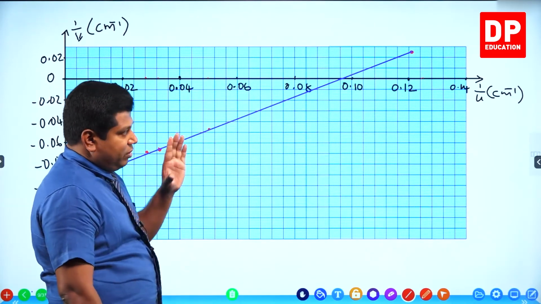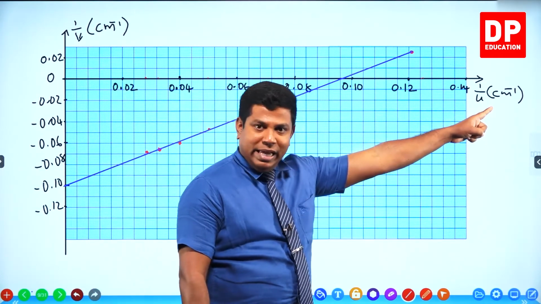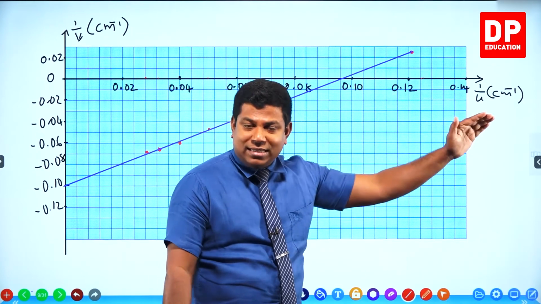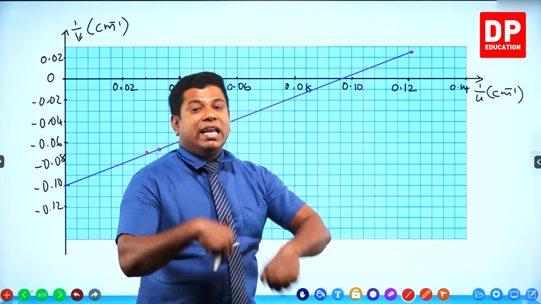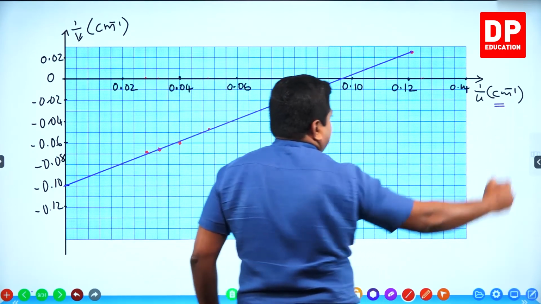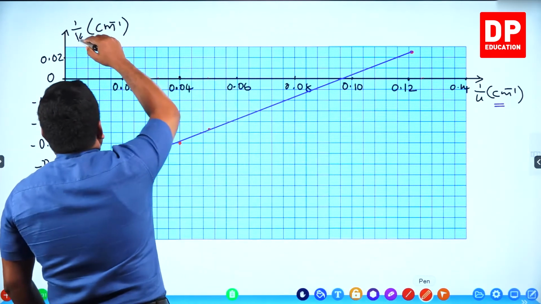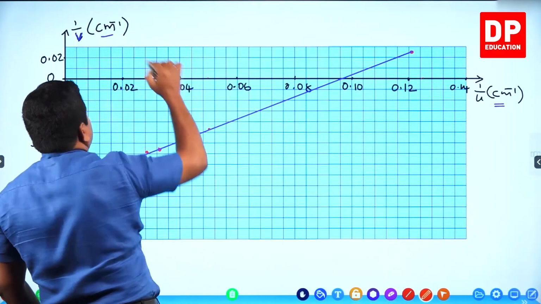When you are drawing the graph, what you must be careful about, make sure you mark the axis. Independent variable on the x-axis. So u is the independent variable. We need 1 by u. Mark it on the x-axis with its unit. And in the y-axis, it has to be the dependent variable 1 by v with its unit.